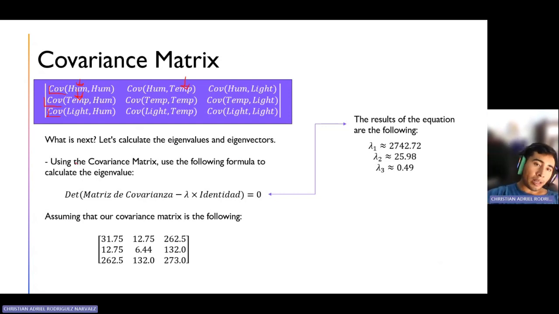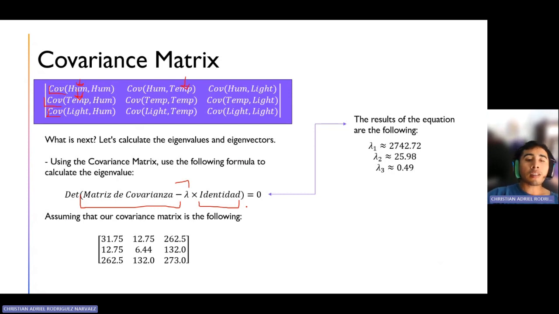Once we have this covariance matrix, let's calculate the eigenvalues and eigenvectors. In this case, we have the following formula. We need to calculate the determinant of this operation here: the covariance matrix minus lambda times the identity matrix. This is what we are going to calculate. So everyone knows how to calculate the following operation, because everyone knows linear algebra.